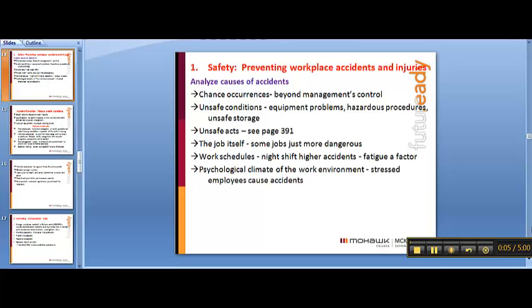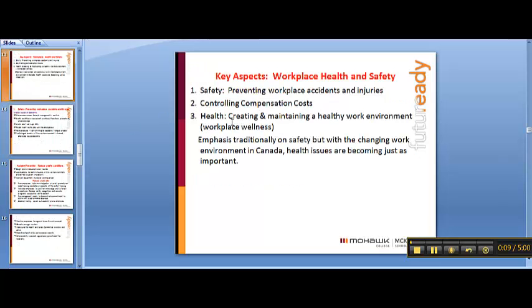We're going to start off here talking about, actually I think I want to go to the slide before this, some of the key aspects for workplace health and safety. We've talked already a little bit about health and safety, what it is and why it's important, but we should talk about some of the key aspects in a little bit more detail.